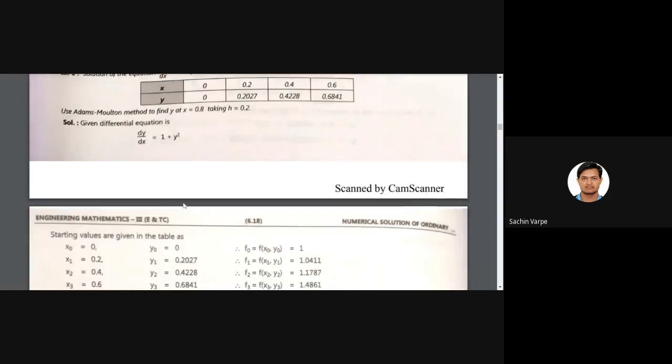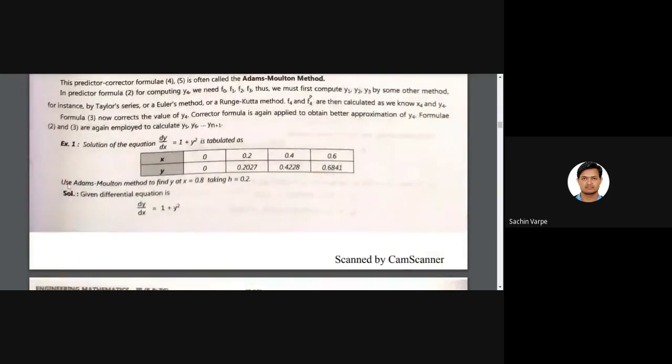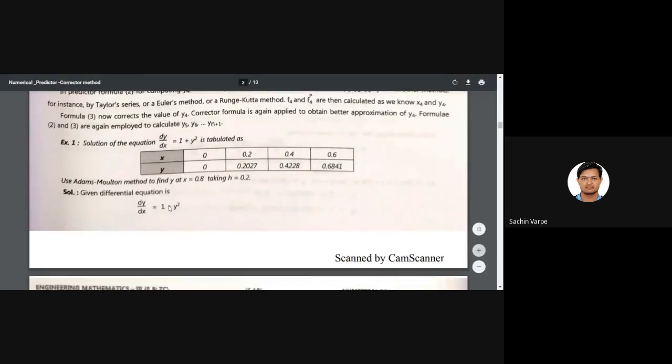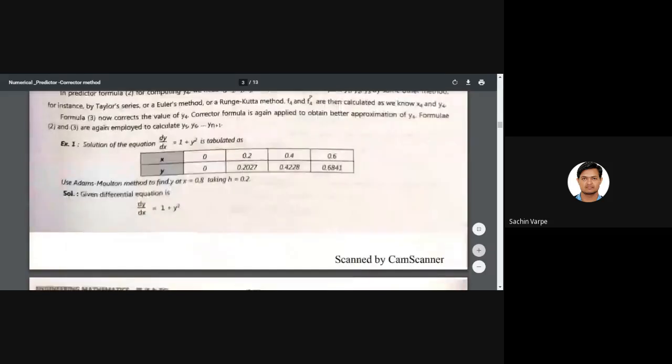So using the Adams-Moulton method, the given differential equation is this. Here it is specifically mentioned to use the Adams-Moulton method, so we have to use that. If it is not mentioned, then we have two choices: we can solve with the previous Newton-Gregory forward, or this Newton-Gregory backward also. So here, what is the function value? The function is 1 plus y square, right? And the initial conditions x0, y0, x1, y1, x2, y2, and x3, y3 are given from the table.